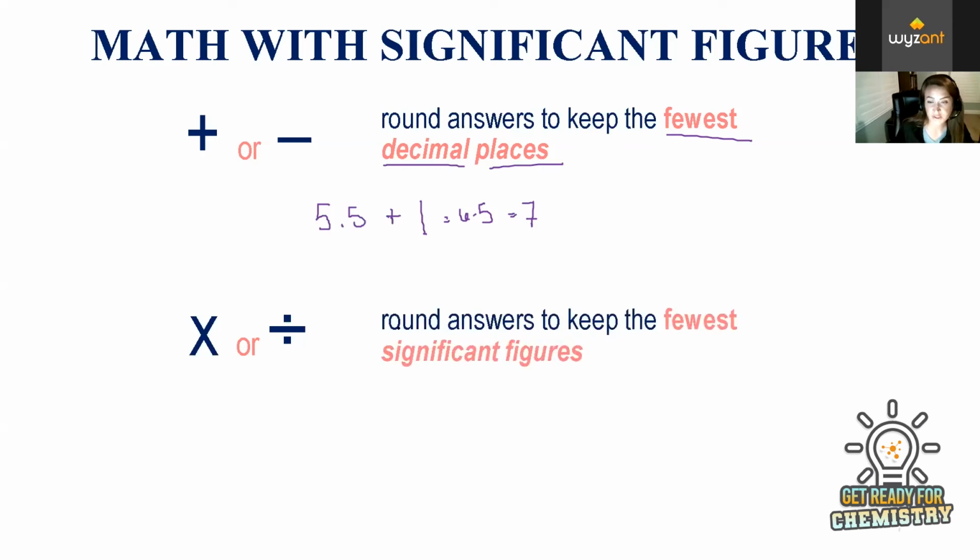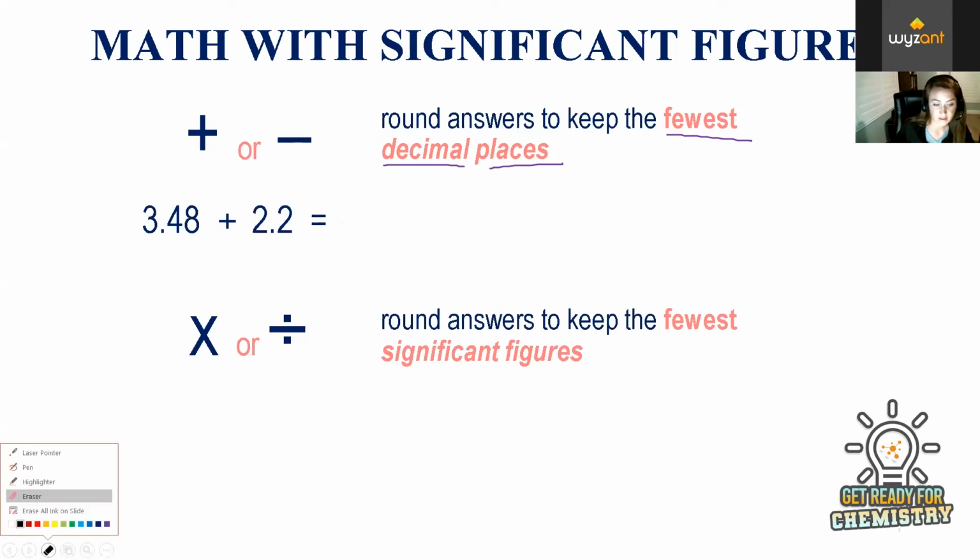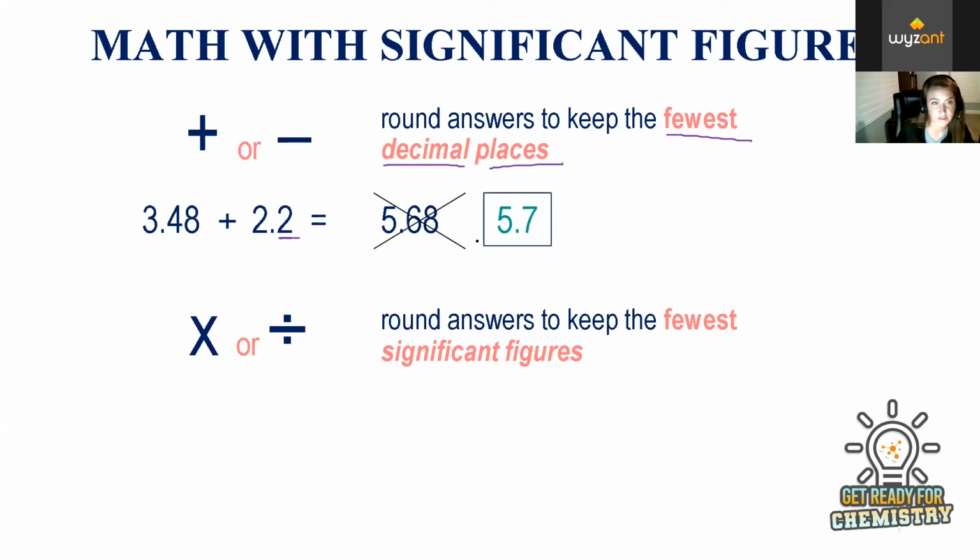And then for multiplication or division, we round answers to keep the fewest significant figures total. So we look at our numbers to determine which one has the least amount of sig figs, and then we model our answer after that. Okay, so for example, this one is 3.48 plus 2.2. So I always do these in the calculator first, and then I round my answer. So this is technically 5.68, but I don't keep this. I round this because this number only has 1 number after the decimal. So my answer should only have 1 number after the decimal. So really this would be 5.7.